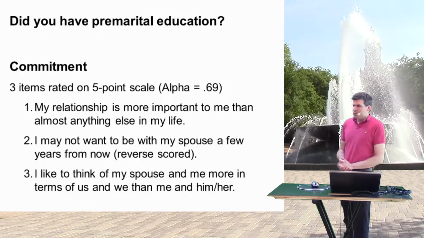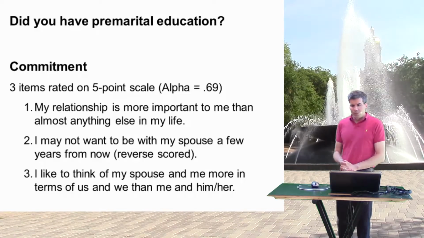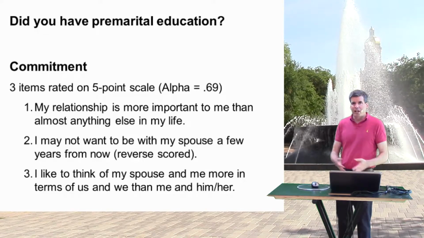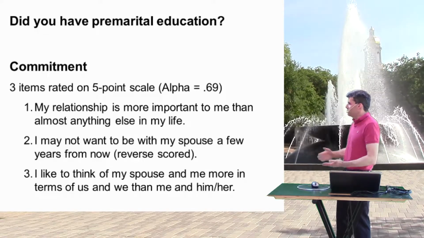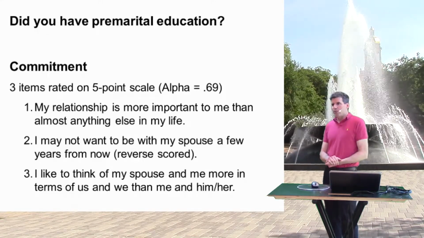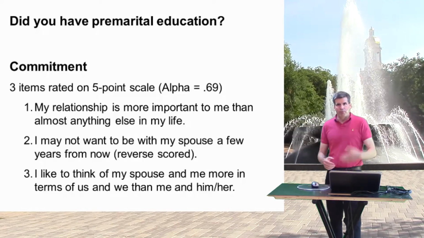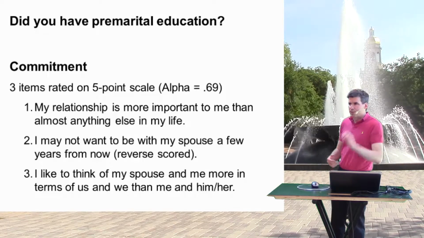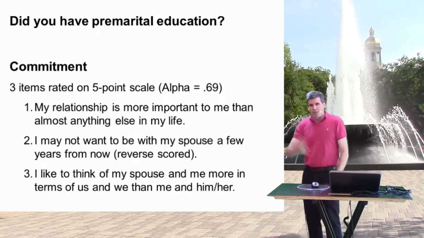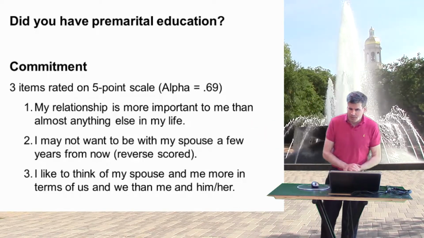So the first question was simply, these are all married people, so they asked, did you have premarital education? Did you have some kind of education program before you got married? Did you do something? Yes or no? And that created our two groups. So we have one group of people that said, yes, we received some kind of education. Another group said, no, we did not receive any education.